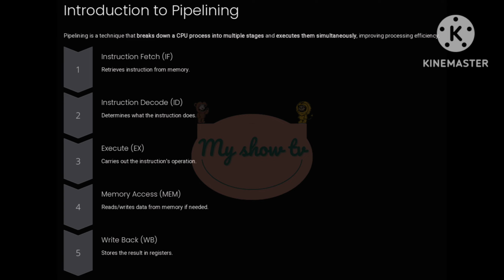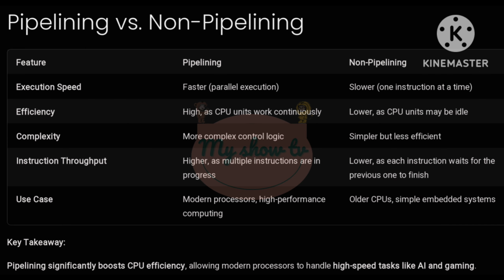Example: without pipelining, the processor completes one instruction before starting the next, resulting in slow execution. With pipelining, the processor overlaps execution, leading to higher efficiency. Significance: pipelining increases CPU instruction throughput, allowing modern processors to handle multiple operations efficiently, especially in AI, gaming, and high-performance computing. Slide 4. Pipelining versus non-pipelining.